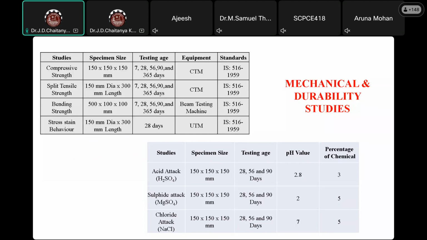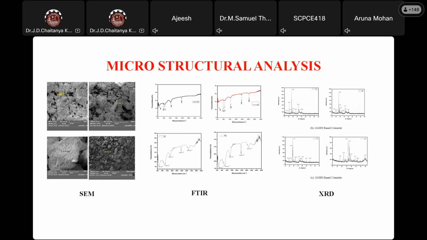Next we went to the microstructure analysis. For the SEM analysis, we can check here on the left side. We mentioned the voids we observed in the SEM analysis, the gel formations, and all other elements are mentioned here. After that, there are the FTIR values, which we can plot in wave numbers and transmission values, and also the XRD values. The XRD graphs are also presented here.